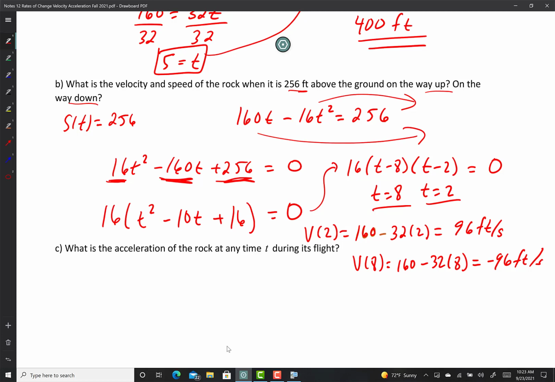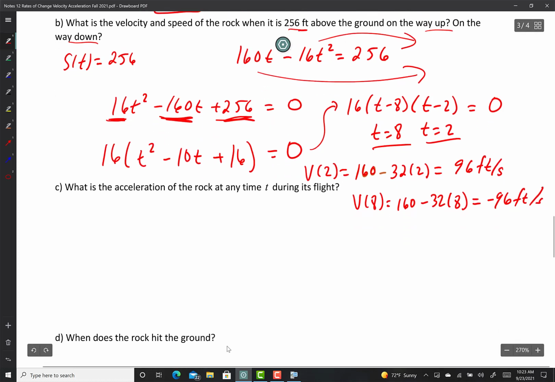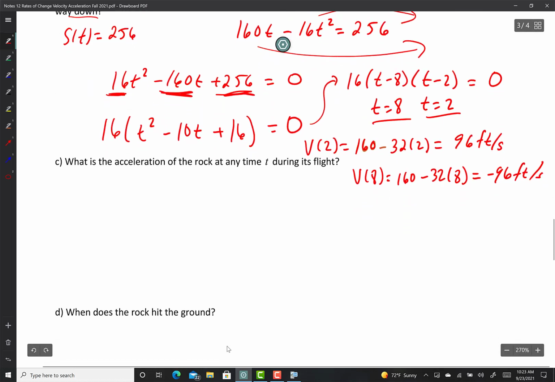Are we okay right now? Okay. What is the acceleration of the rock at any time t during its flight? Well, the only acceleration on this rock is due to gravity. But let's make sure. Take your velocity equation. What's my velocity equation?